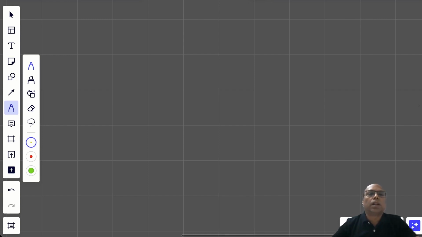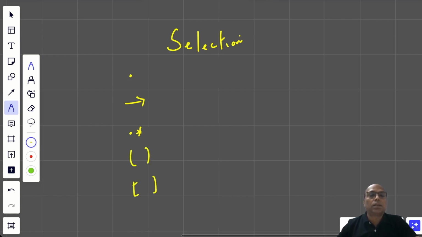So now let's go to the selection operators. Which are the selection operators? One is dot, another is arrow, another is dot star, bracket, and brackets. These are the selection operators. How to use them? We will study along with the topics, because right now it's too hard for me to explain them separately. I'm just making you remember this. We will come back afterwards.